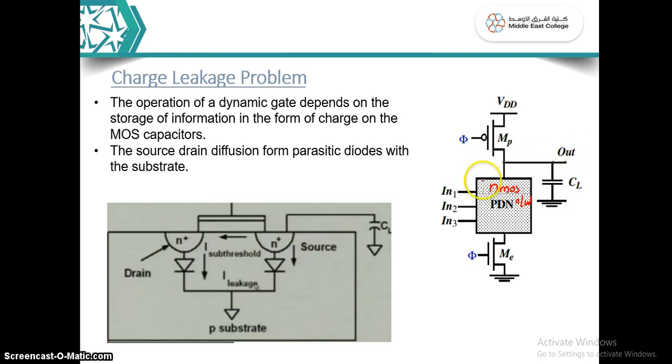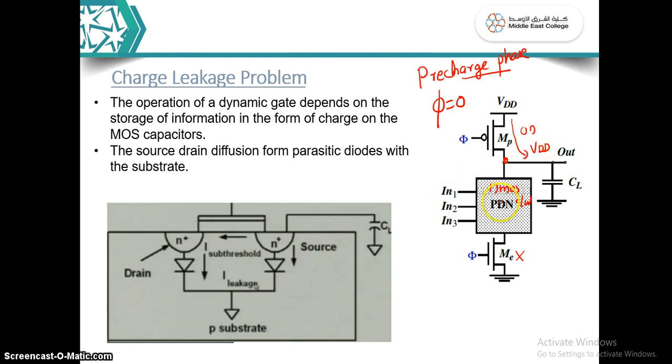Okay, so what will happen during the pre-charge phase? What is the pre-charge phase? When your phi is equal to 0. So this is your pre-charge phase, correct? So what will happen at the pre-charge phase? Phi is equal to 0. This transistor will be off and this transistor will be on. So your output will be pre-charged to VDD, because this transistor is on. This is what is happening in the pre-charge phase.